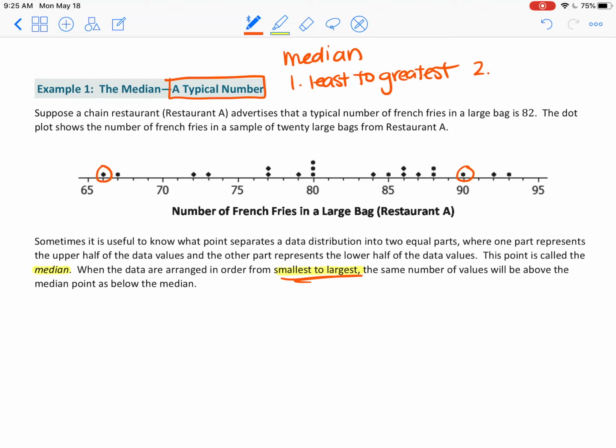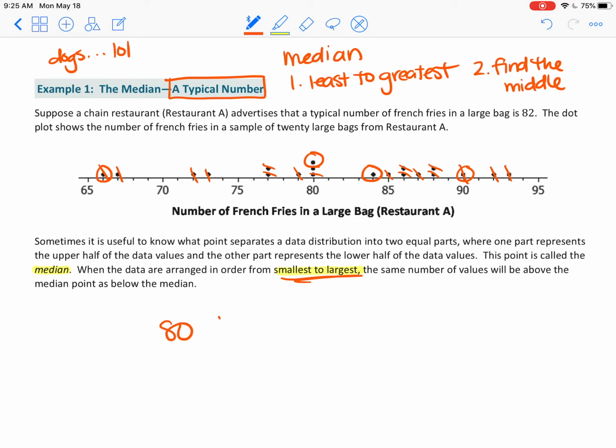But step 2 is we want to find the middle. Step 2, we're going to find the middle. And how we do that is we're actually going to start just crossing off the dots at each end. That's all I'm going to do, I'm just going to cross off some dots here, just like this. And I have 2 dots left. I have a dot at 80 and I have a dot at 84.